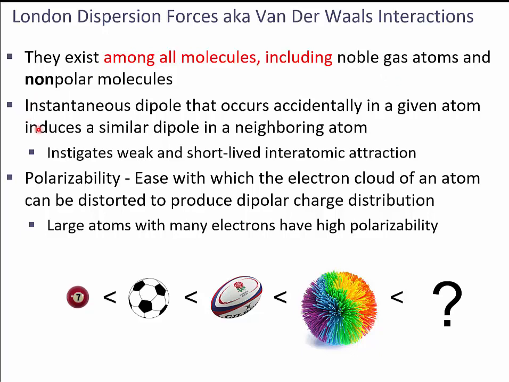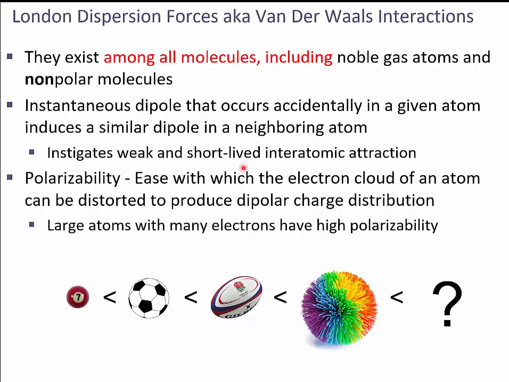Right? We have an instantaneous dipole that occurs accidentally in a given atom or nonpolar molecule, and it's going to induce a similar dipole in a neighboring atom or molecule. It's going to instigate a weak and very short-lived interatomic or intermolecular attraction. So those electric fields repel each other. One molecule comes close to another one, and those electric fields are going to repel each other. You're going to induce a little bit of polarity. Now you've got some very tiny, transient, short-lived dipoles. They're going to have attractions and repulsions.